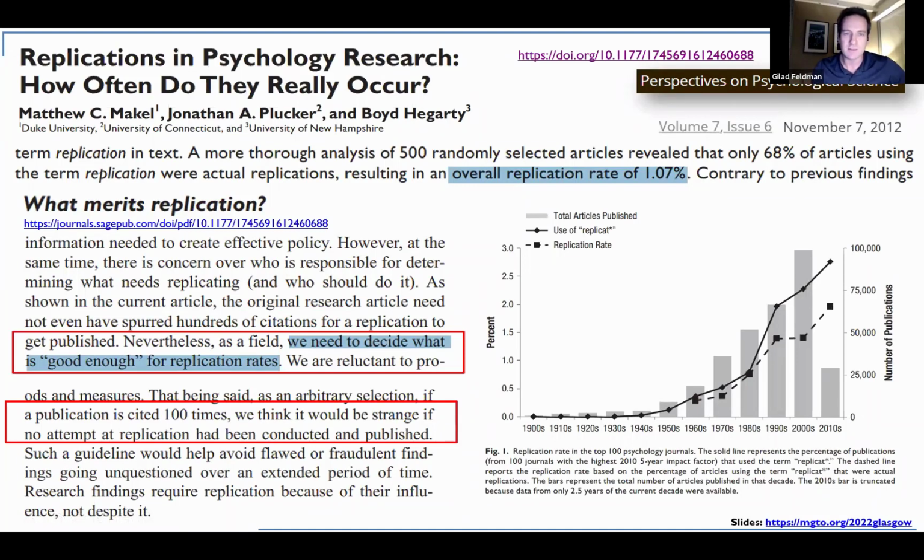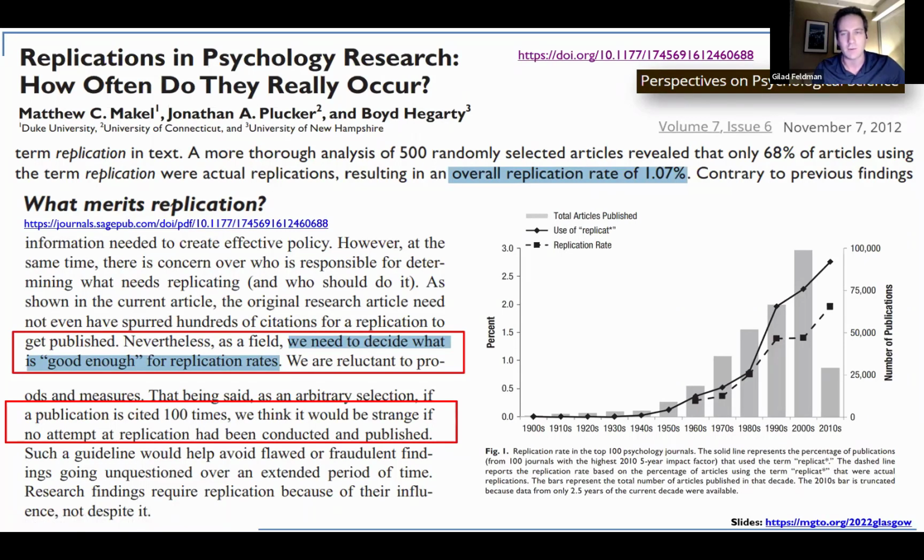If we look at some of these findings, 2012 is the one that I know in regards to psychology. What's nice about this is that you can see a graph of the exponential growth of the number of articles in psychology, but the growth of actual replication rate is not going as strong. Plus, another interesting thing is that I really like this quote: as a field, we need to decide what is a good enough replication rate. So how many replications do we want in our field?